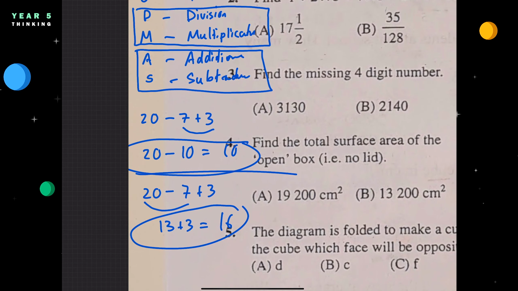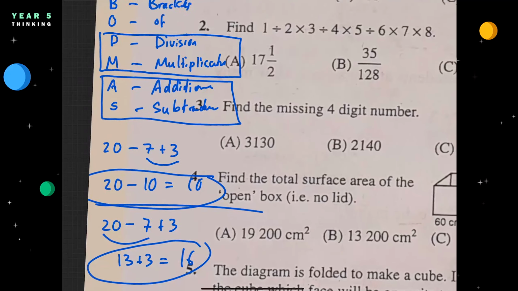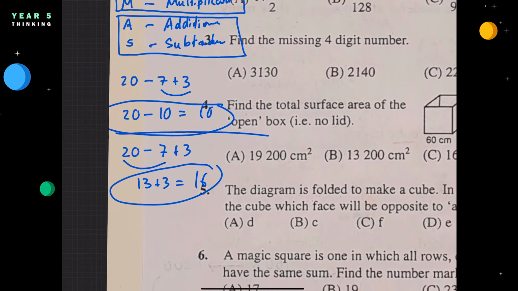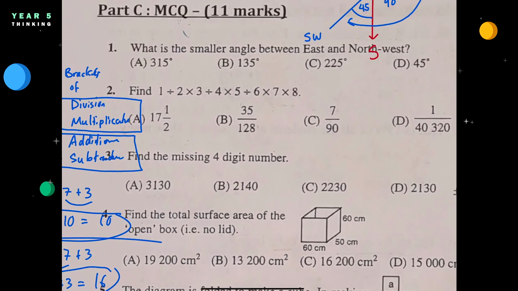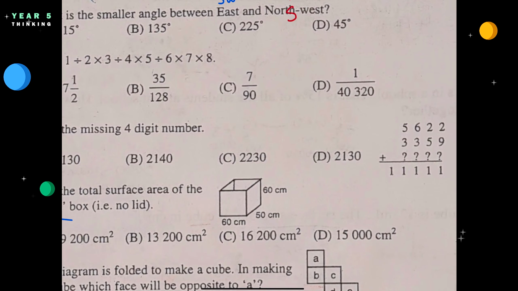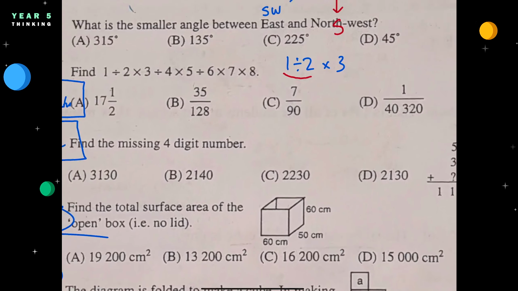So when we have multiplication and division, we should do it from left to right. So let's have a look. We've got 1 divided by 2 times 3. What we should do is do the division first. So 1 divided by 2, let's put it into a fraction, that's a half.